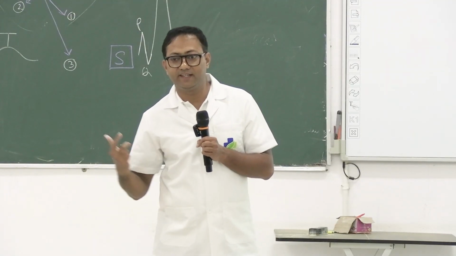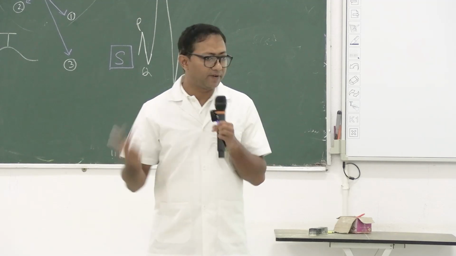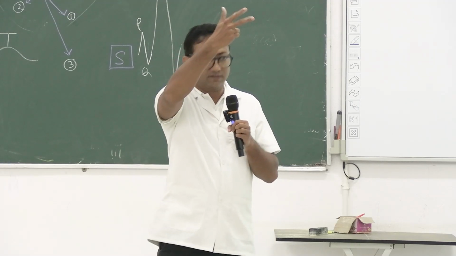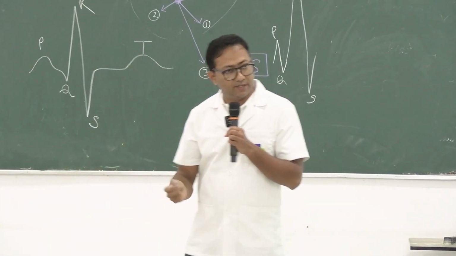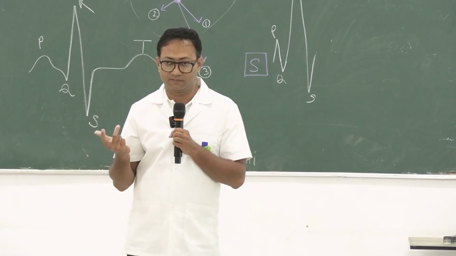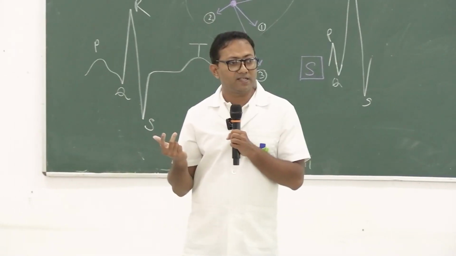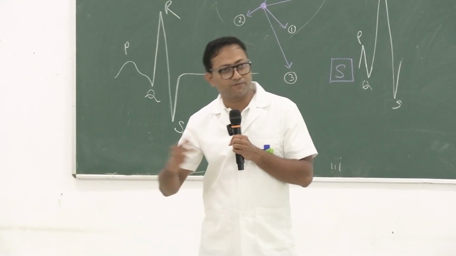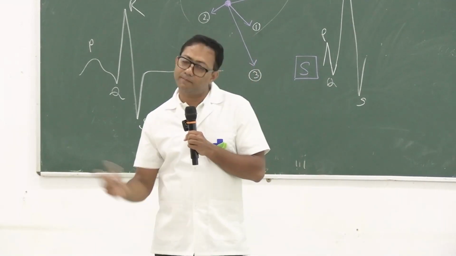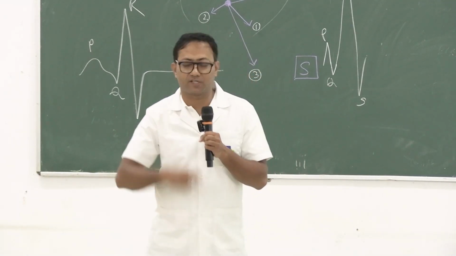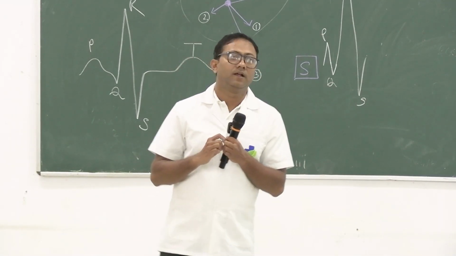Depolarization wave, D, starts from atria to ventricle, simply atria to ventricle. But the repolarization wave travels in the opposite direction, from ventricle to atria. It will repolarize and come back to resting membrane potential, meaning relaxation, right?